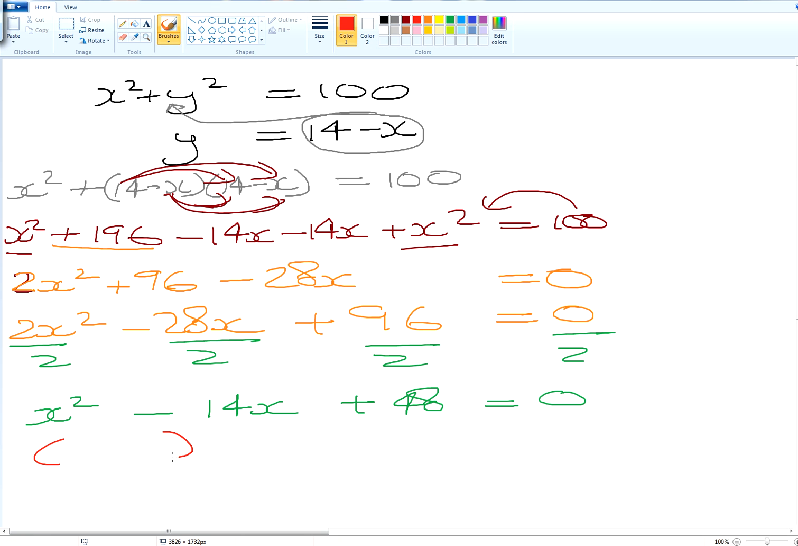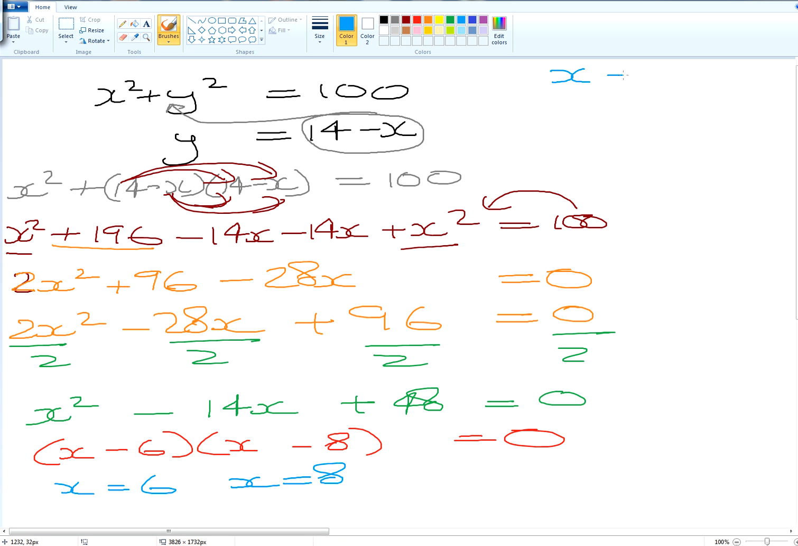We need two numbers that multiply to give plus 48 and when you add them up give minus 14. So we start with the x, and the numbers are minus 6 times minus 8, which gives you plus 48, but when you add them, it gives you minus 14. You happy with that? So if you solve that, what does that give you? x is equal to 6 and x is equal to 8. So we bring those two values up here.